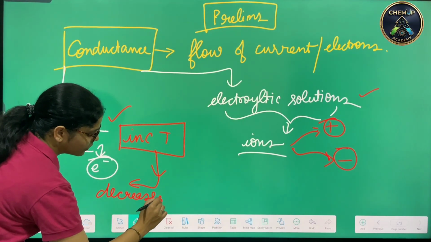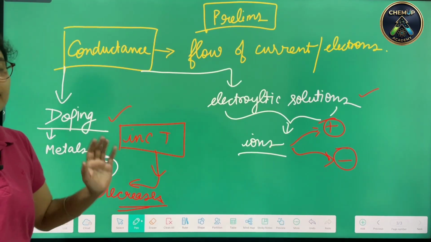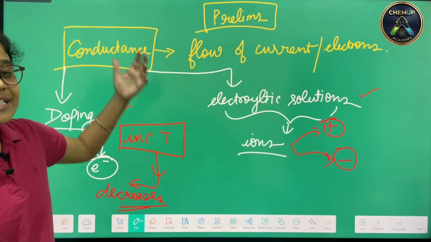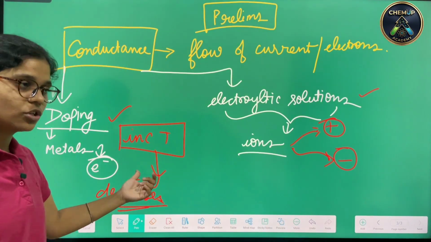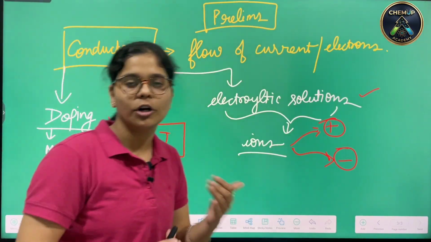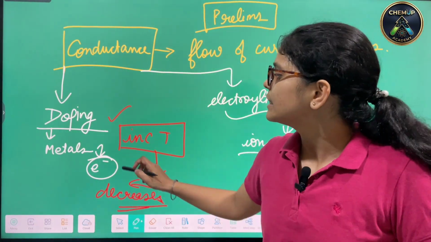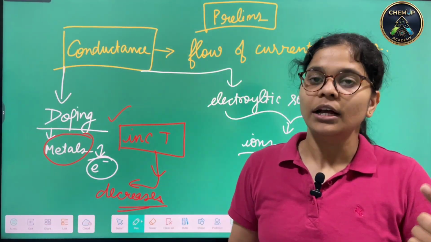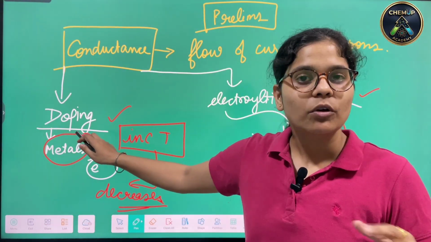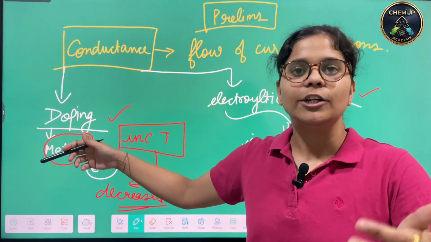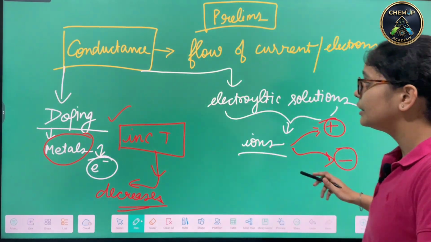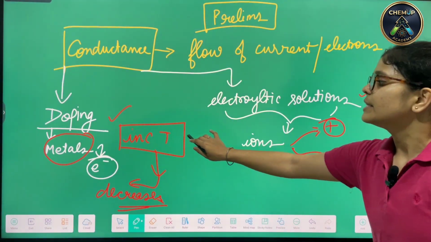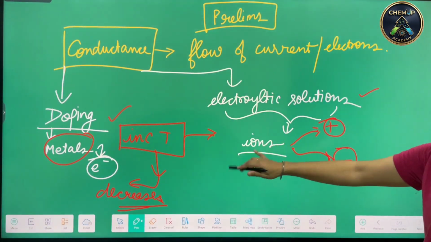decreases. So a question can be asked saying how is conductance varying with the temperature for doped material? They won't be asking doped material, obviously they would be mentioning this word metals. So accordingly you need to think about doping as the particular thing on which we need to think.